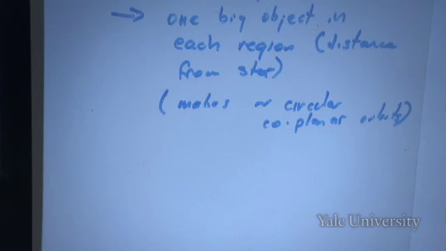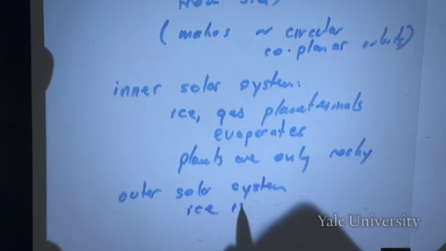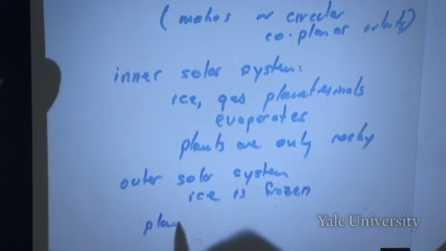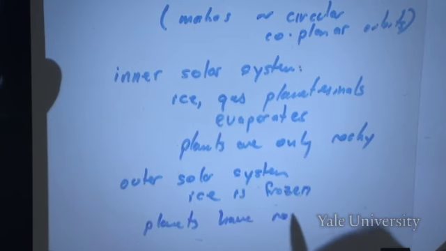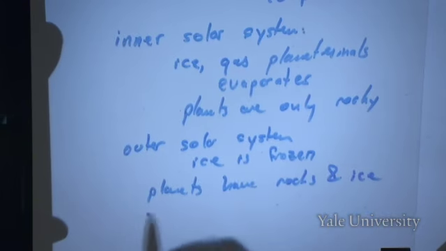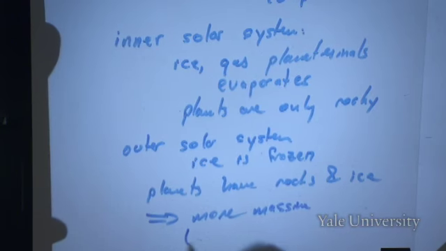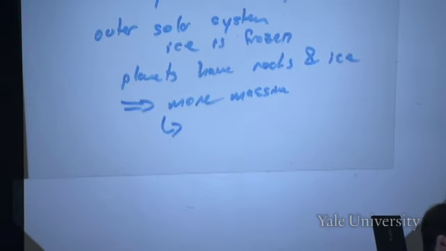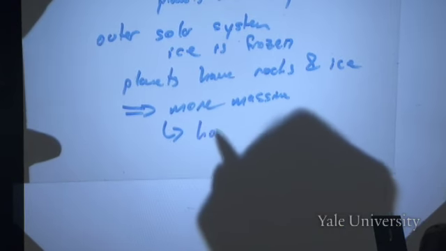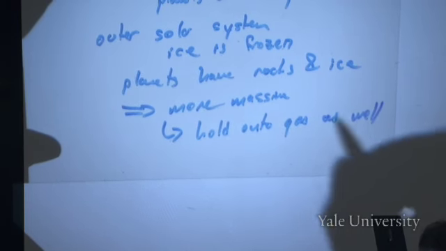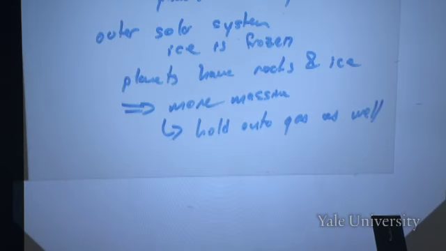Whereas in the outer solar system, the ice is frozen. And so it behaves just like rocks. And so planets have rocks and ice. This means that they're substantially more massive. And if they're sufficiently massive, then they have enough gravity to hold onto the gas as well. It's also true that in the outer solar system there's more volume, there's more stuff, and so there's more stuff to build the planets out of in the first place.